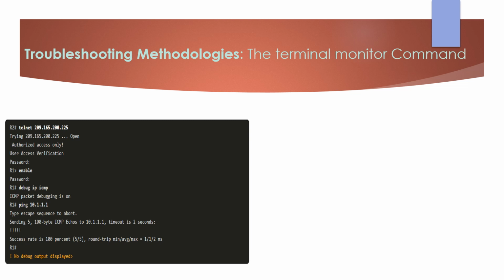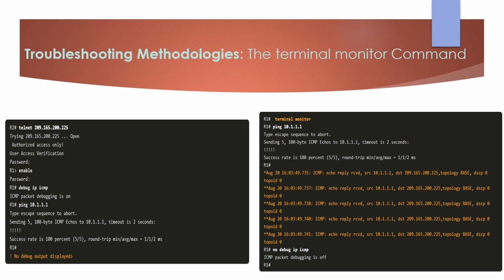To display log messages on a terminal, which means on a virtual console, we have to use the terminal monitor privilege access command. To stop logging messages on a terminal, we use the terminal no monitor in the privilege access mode. So let's see if we use the terminal monitor command, and it has been entered, and the ping command displays the debug output as it is shown here.